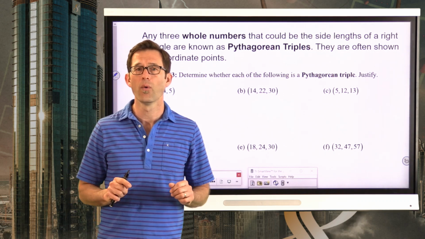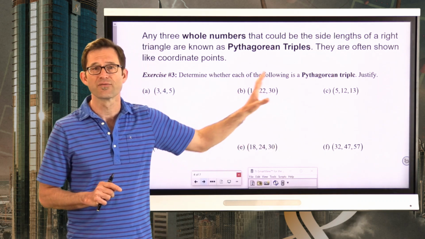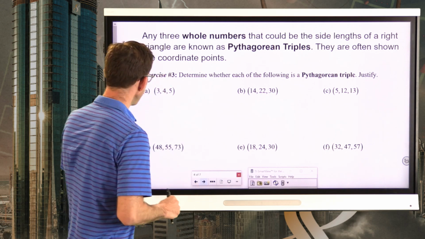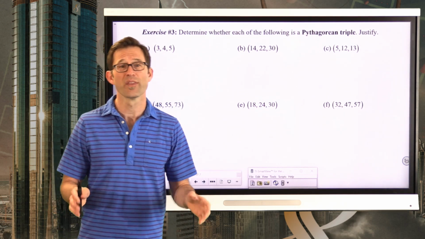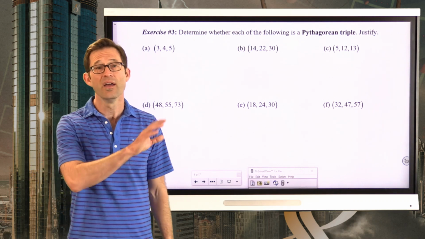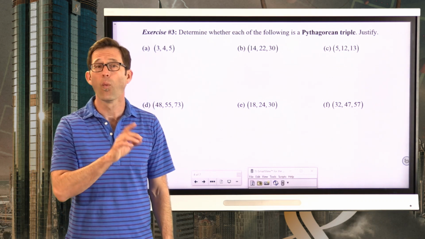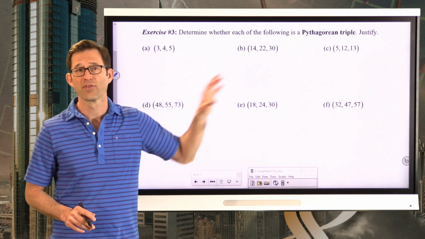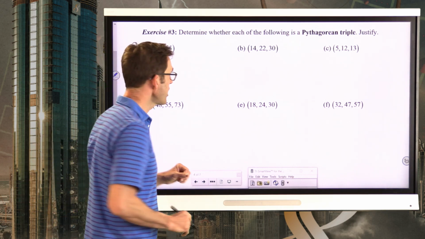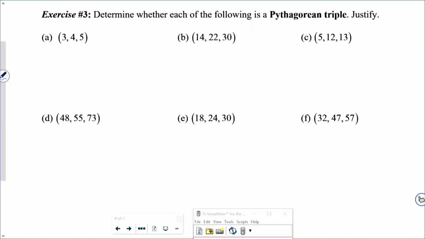We just want to figure out whether each one of these sets of triples is a Pythagorean triple. Now, that really is no different than the problem we just did. I mean, I'm telling you, this is just 6 more of what we just did in exercise 2. So let's take a look at letter A, and then we'll have you work on the rest of them together. All right, in letter A, we've got the set 3, 4, 5. So is that a Pythagorean triple?